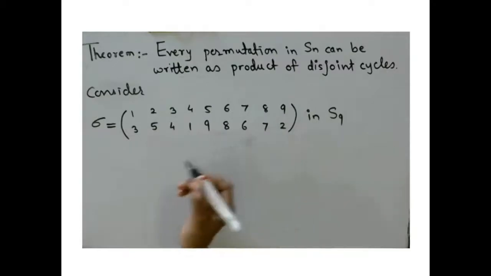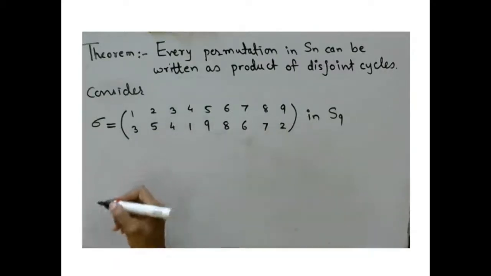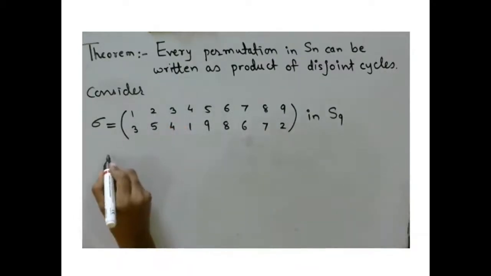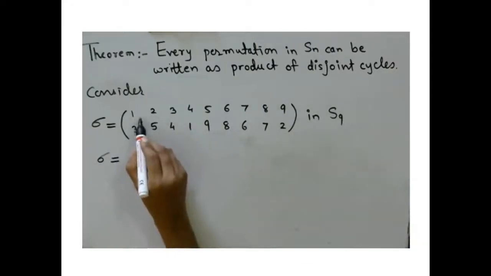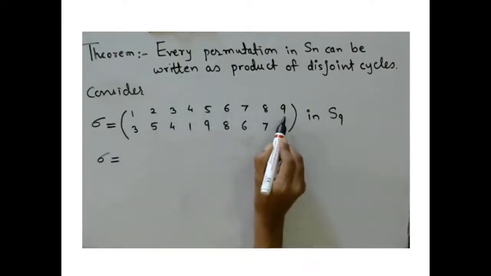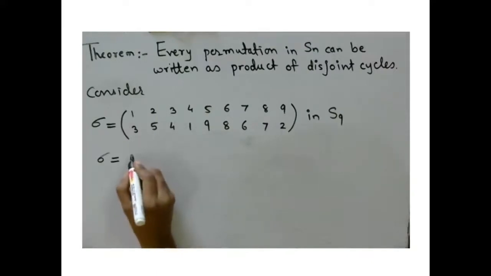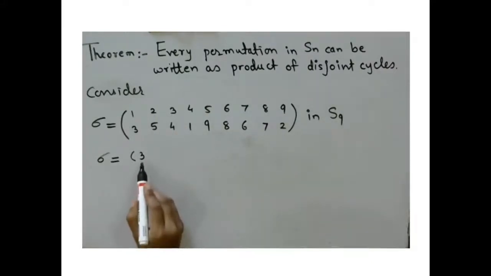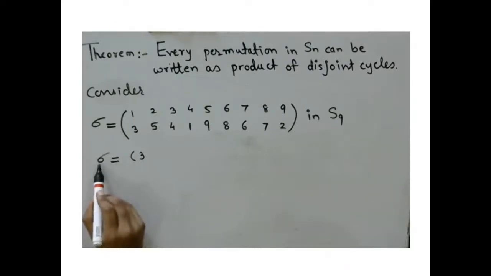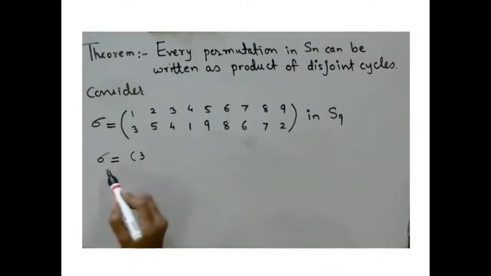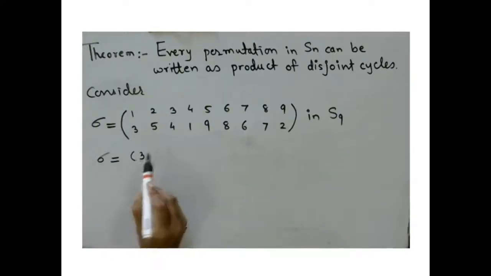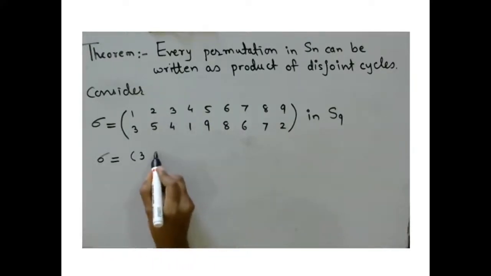So the outline of the proof is: you take any element from the set 1, 2, 3, 4, 5, 6, 7, 8, 9. You start with any element. So let me start with 3. You find the image of 3 under sigma. So you see what is sigma of 3. Sigma of 3 is 4.